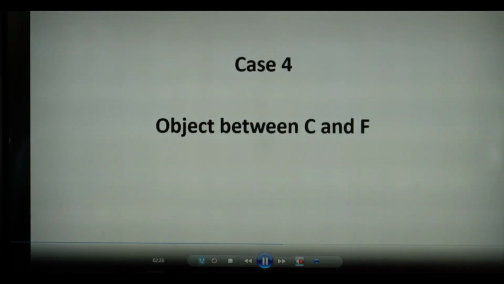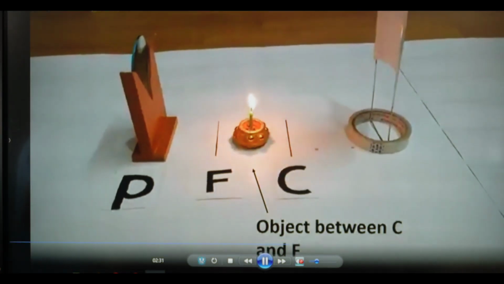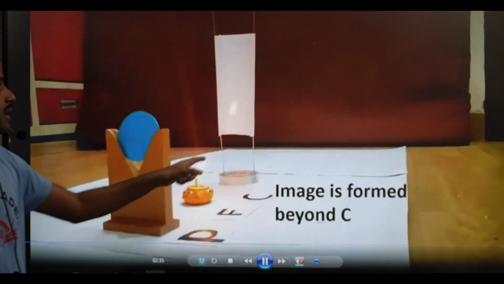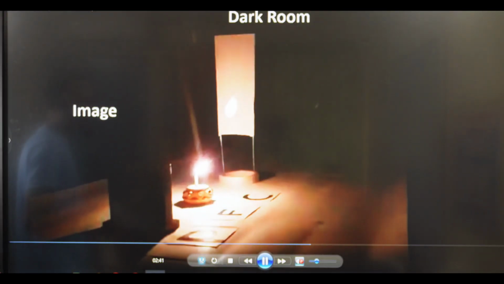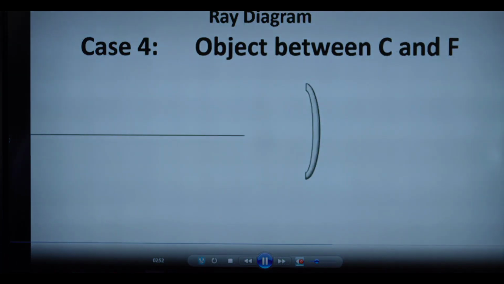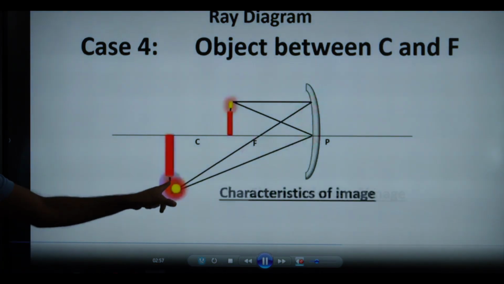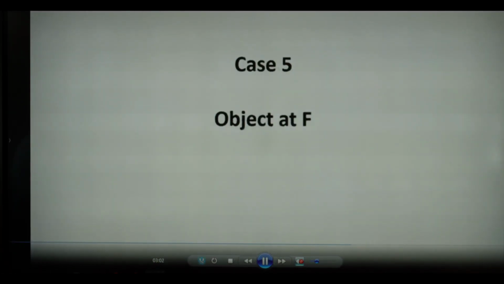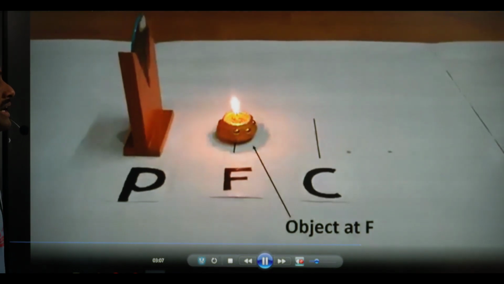When you take the candle nearer, between C and F, you will get the image beyond C. The size of the image is enlarged here. So when you keep the object between C and F, where will you get the image? You will get the image beyond C. What is the size of the image? It is enlarged.